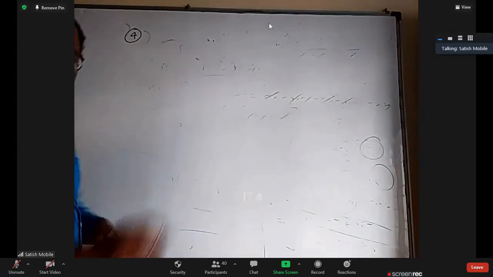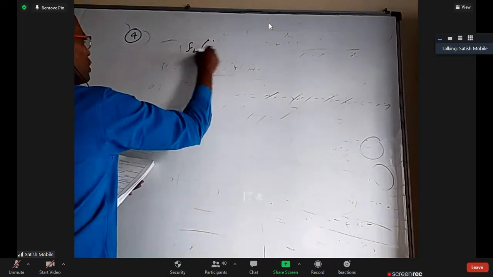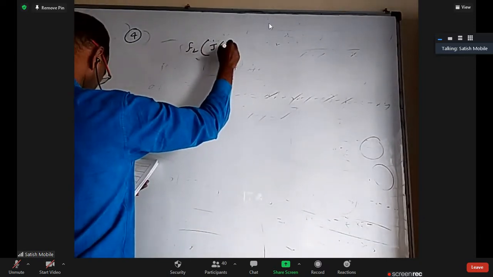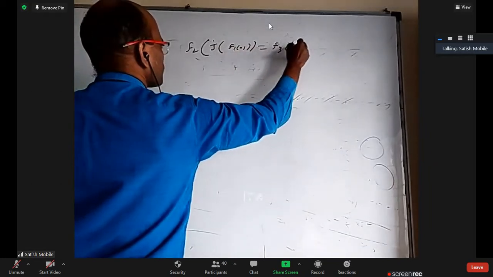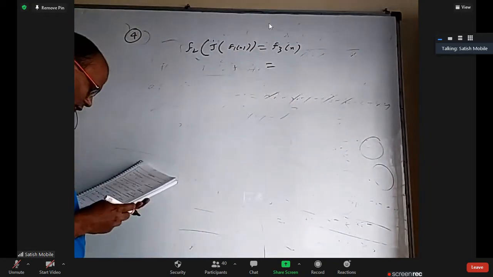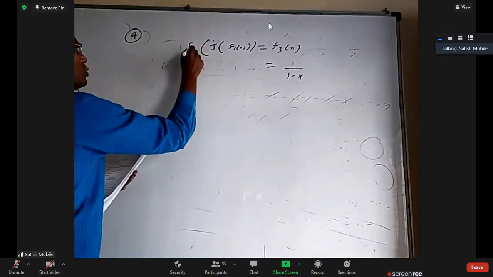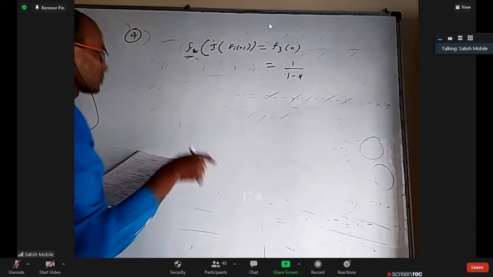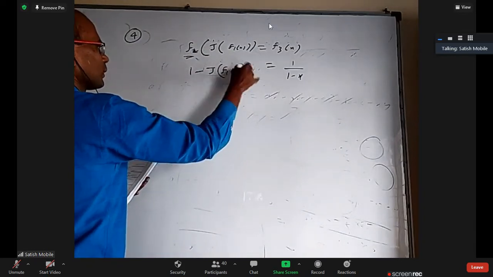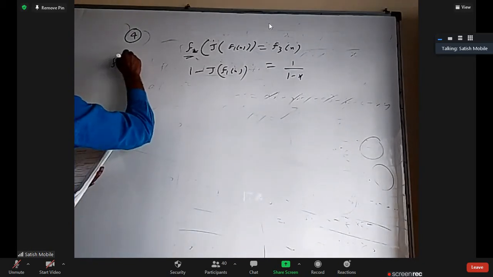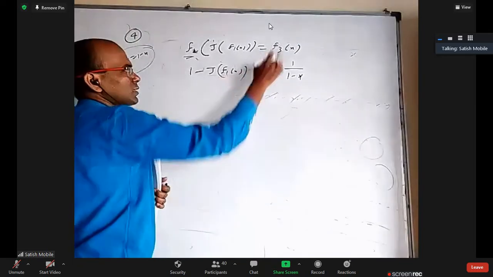Okay, fourth question, let us see what is the question. First of all, they gave F2 of g of F1 of x is equal to F3 of x. Whatever we know, we'll substitute it. F3 of x is 1 by 1 minus x. F2 definition is 1 minus x. So 1 minus g of F1 of x. That is because F2 of x is 1 minus x given in the question. Based on that, I could write this.